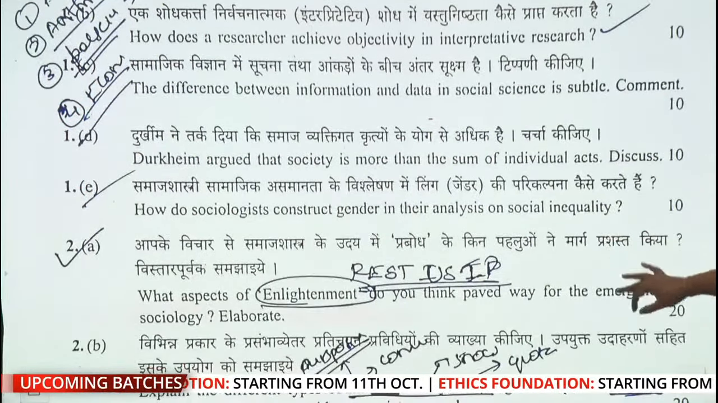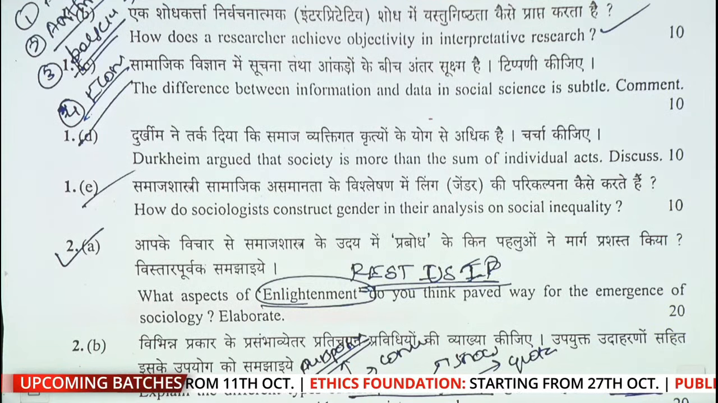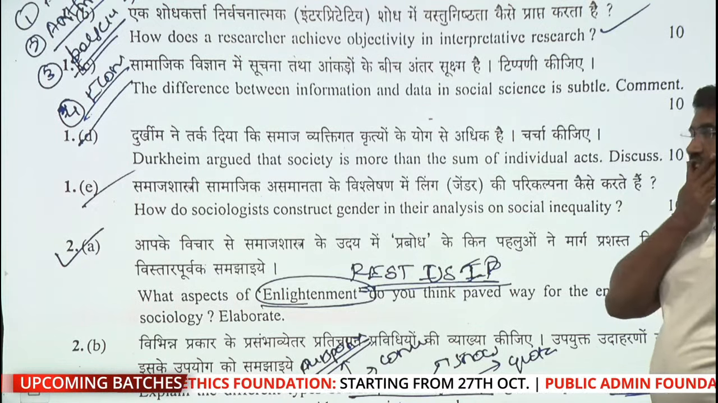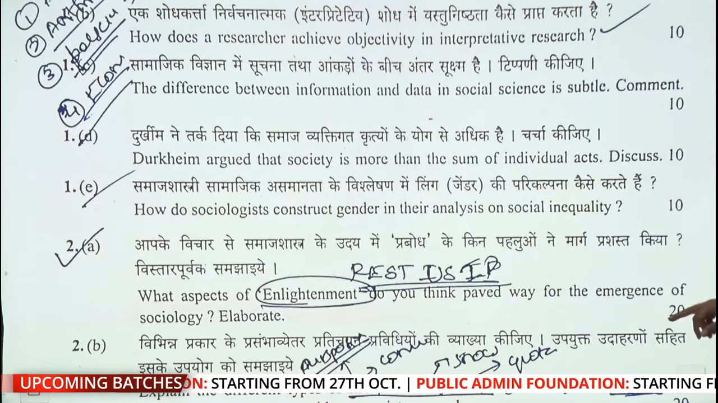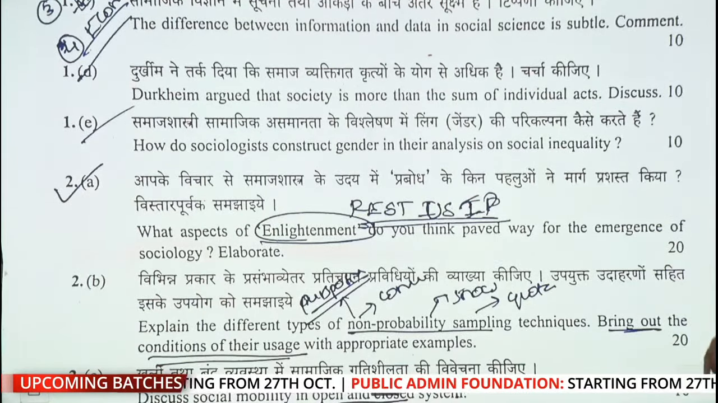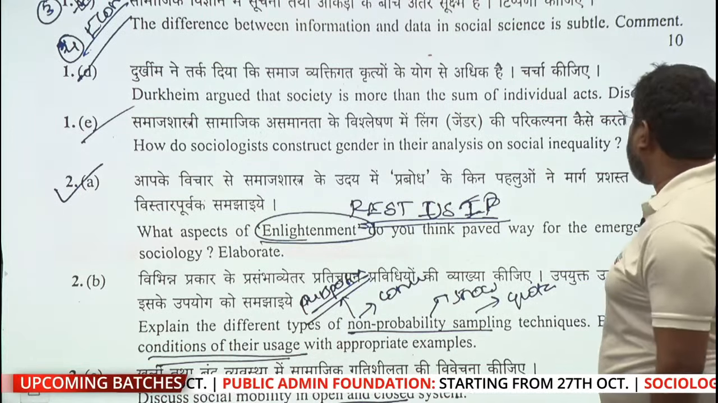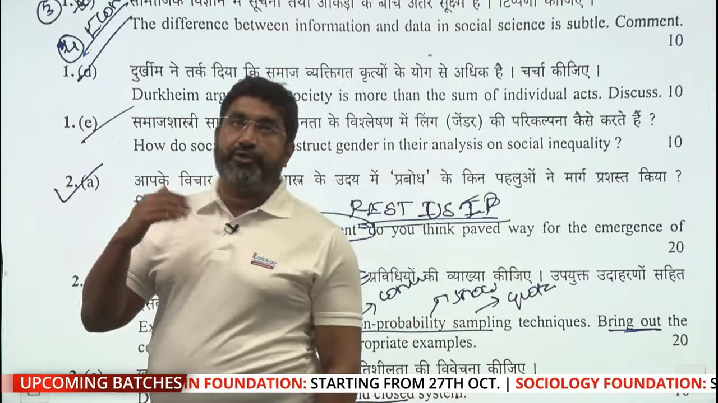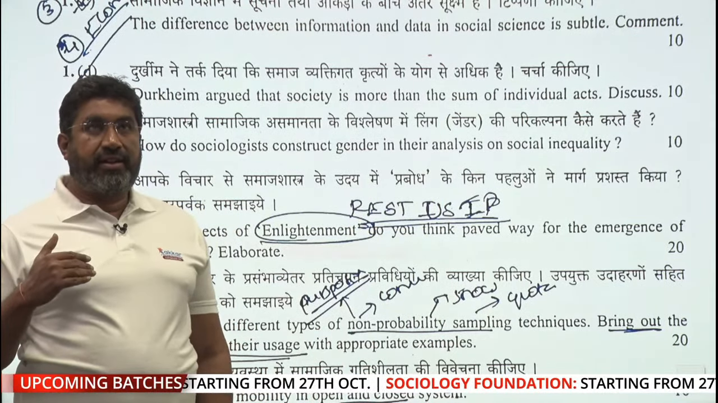Durkheim argued that society is more than the sum of individual acts. Straightforward question, because they have been asking questions from other facts, so naturally this question will come. So, how do sociologists construct gender in their analysis of social inequality? You see that the first topic, 5 questions are over. How many questions are direct? No idea.